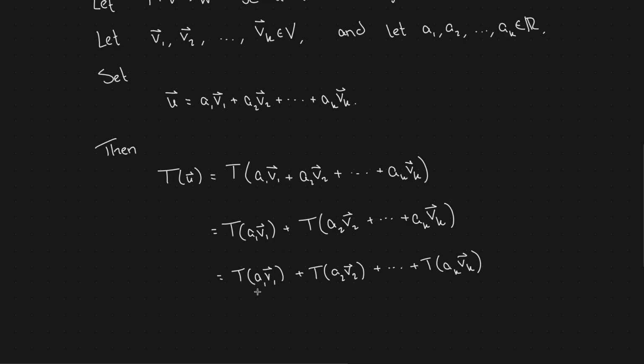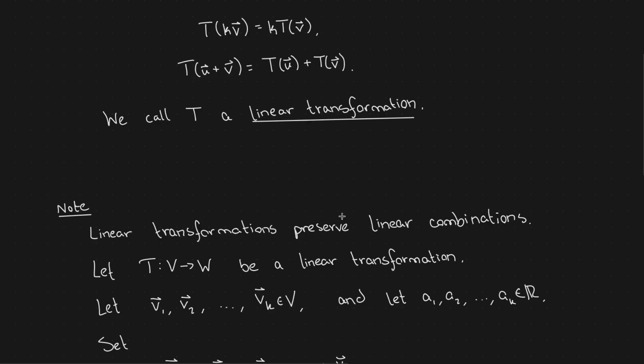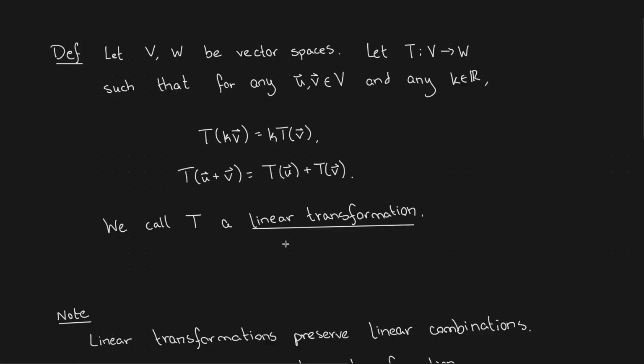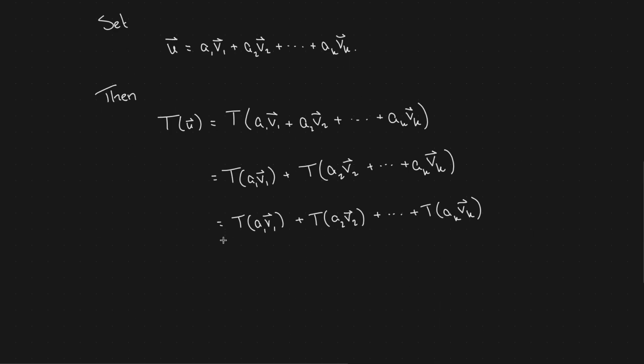Okay, and then we have the transformation of all these terms, but they're scalar multiples of a vector. And by one of the properties of a linear transformation, applying the scalar before is the same as multiplying by the scalar after we take the transformation of a vector. So in a way, I could pull it out of the inside of the transformation. So I get a1 T(v1) plus, pulling the scalar out here, a2 T(v2) plus dot dot dot plus ak T(vk).